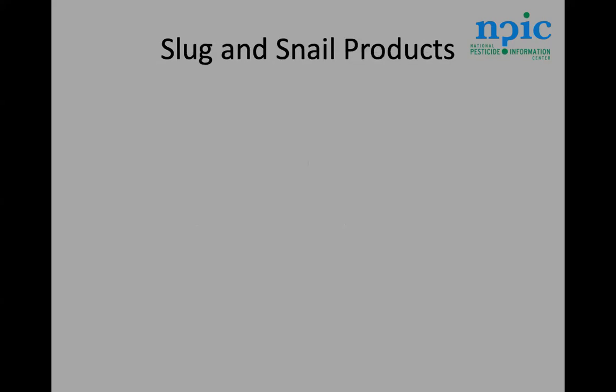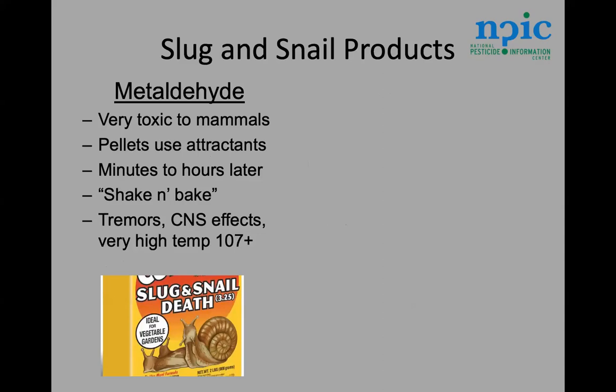So slug and snail products. Prior to 2006, metaldehyde was the major active ingredient used in slug and snail baits. Now, I live in the Pacific Northwest where we have a lot of slugs and snails, so this actually is a bigger problem depending on your weather and what your animal diversity is like. Metaldehyde is incredibly toxic to mammals. And although there were sprays and liquids, pellets were most often used. The pellets themselves are mixed with attractants, tasty things that get slugs and snails to eat them.